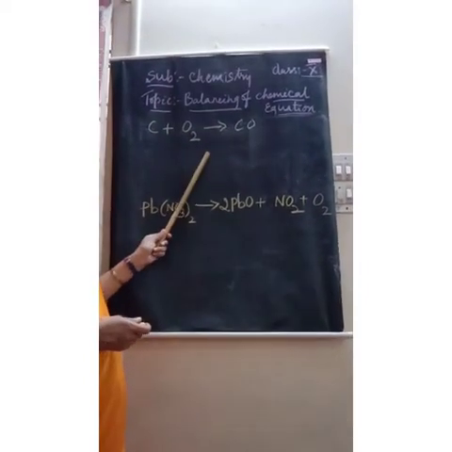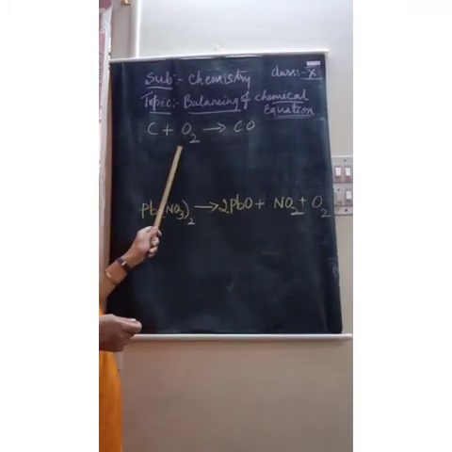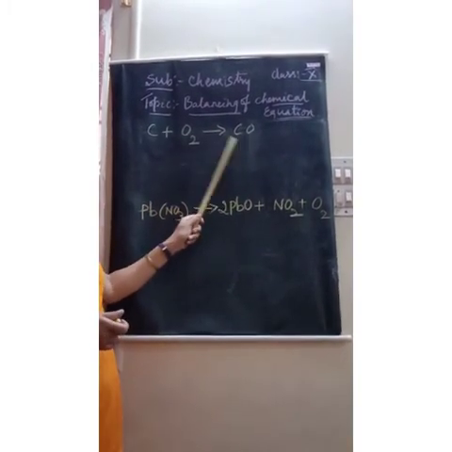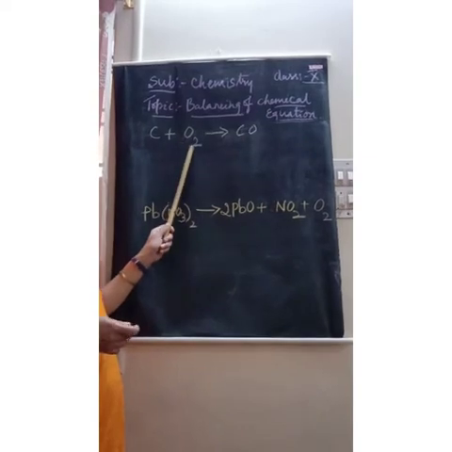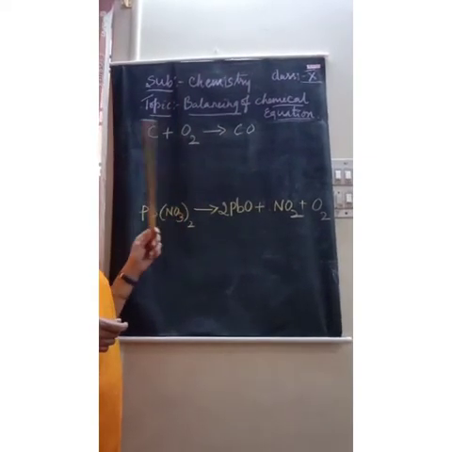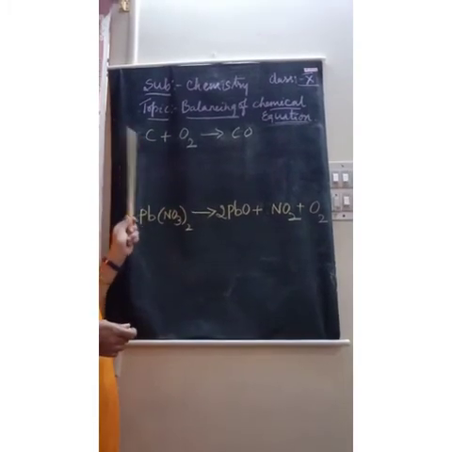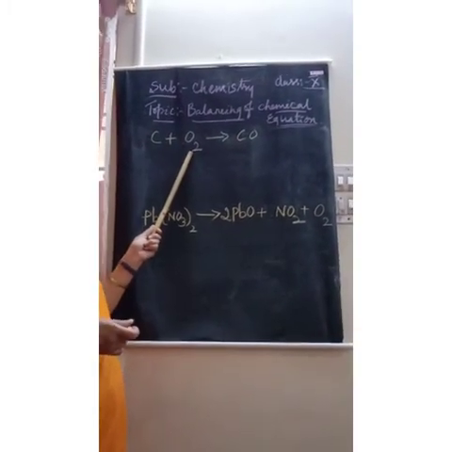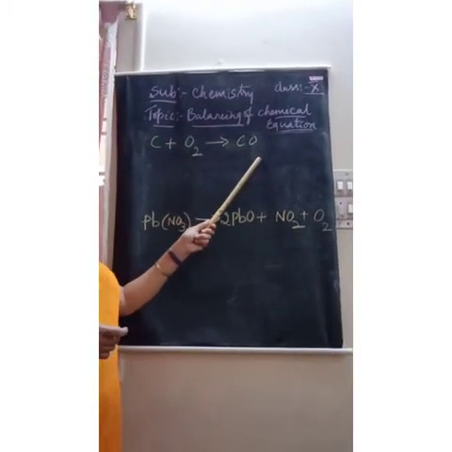Observe another equation, children. C plus O2 gives CO. Carbon reacts with oxygen to form carbon monoxide. Ma'am, carbon dioxide is also the product, no? Yes, children. But carbon reacts with unburned carbon, and we are getting carbon monoxide.